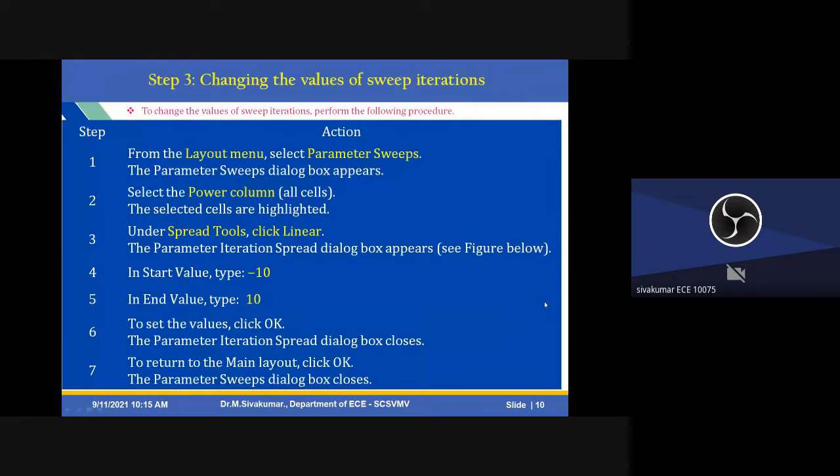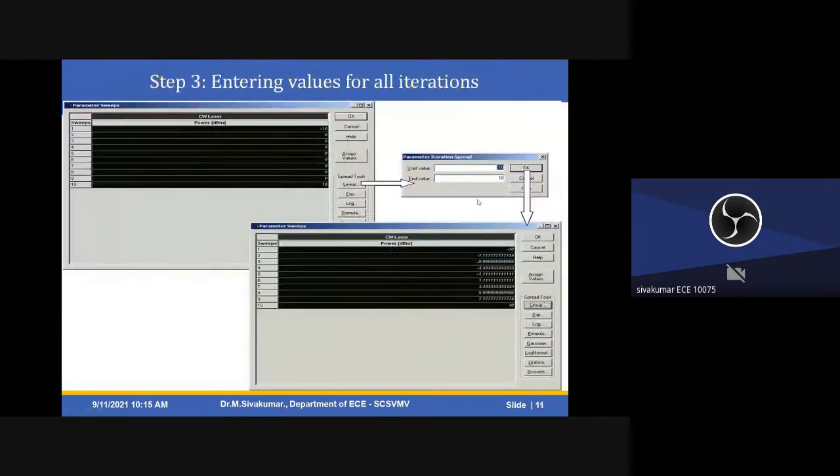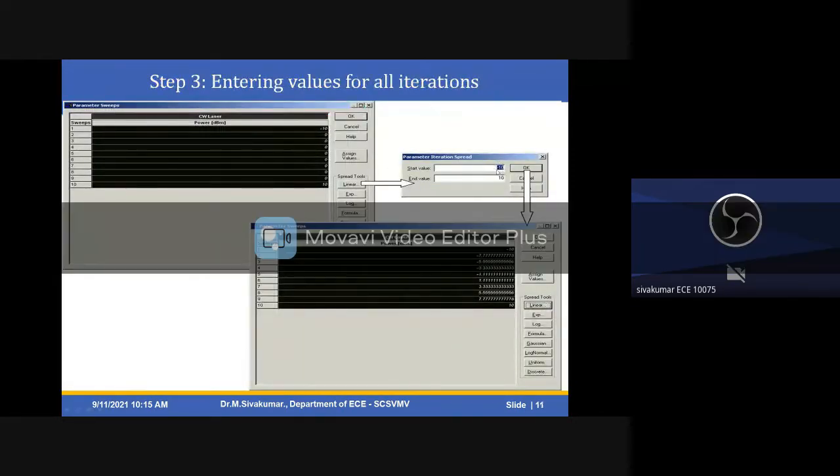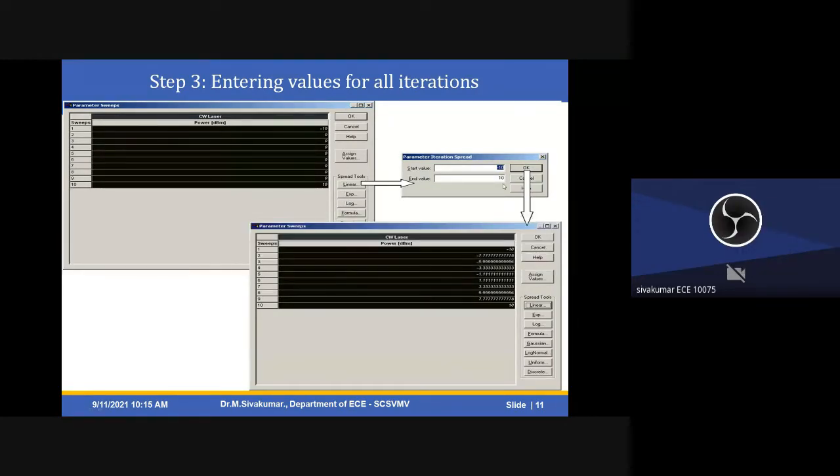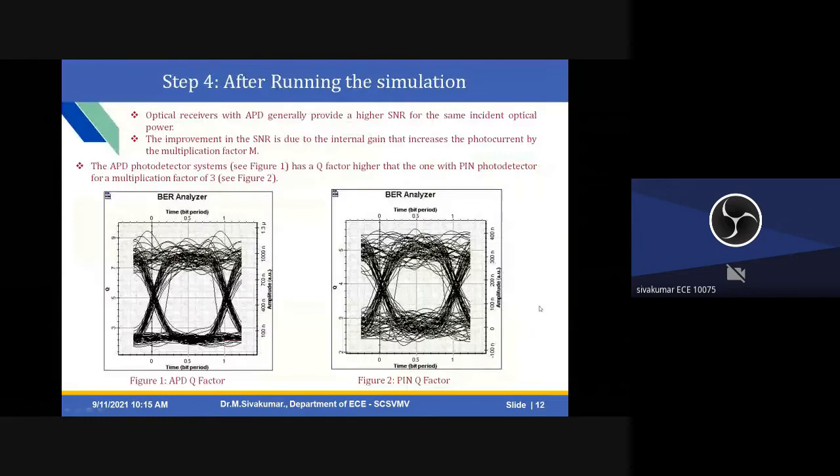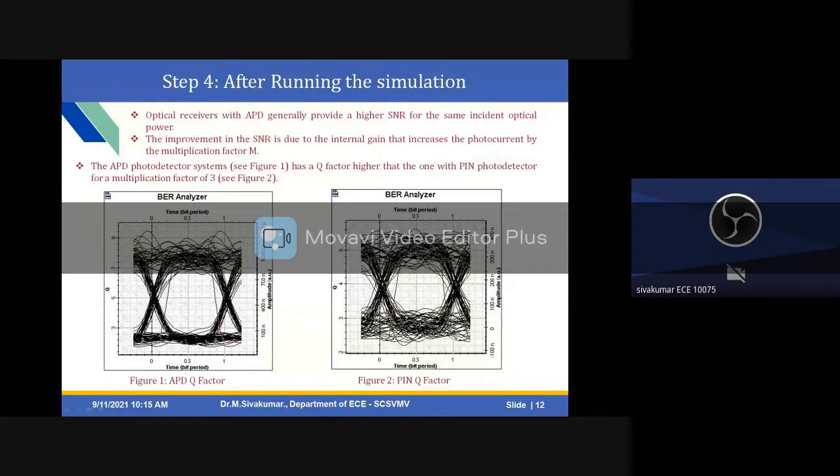Last class also you did, so I am not repeating the procedure. Just follow through this, entering the values for all iterations. The iteration values are -10 to +10. If you give an iteration value of 20, you give -20 to +20. Don't forget to click linear, then you select the values. Okay, then this is your objective, this is your output you are going to get.